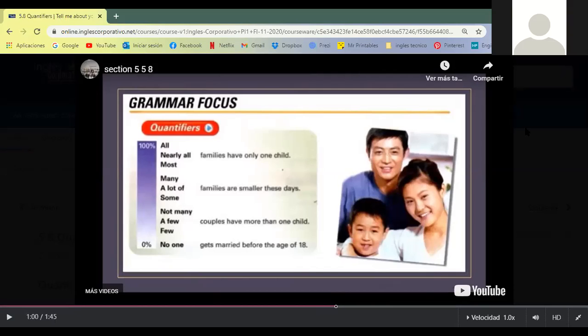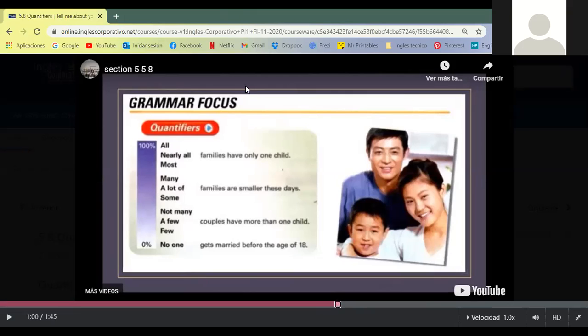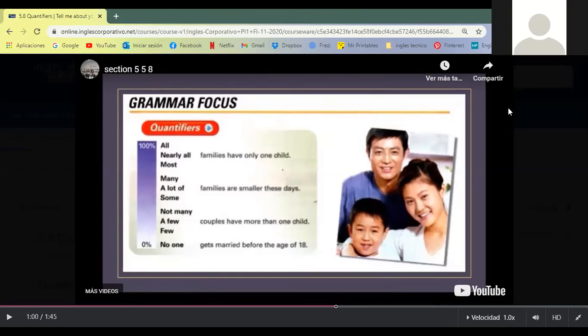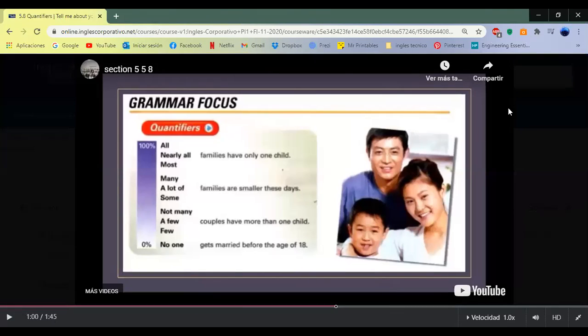What else can you tell me? Can you tell me a different example? For example, with no one, let me see, Raquel. Most women have pets. Okay, most women have pets. Pets. Okay, excellent.